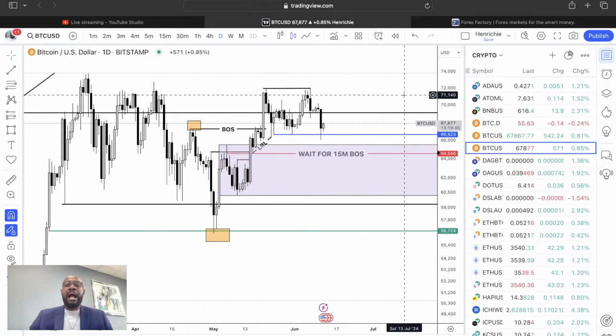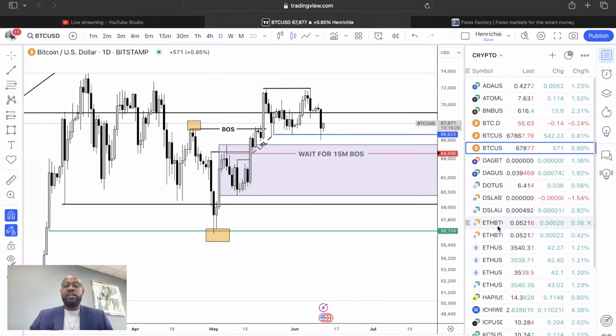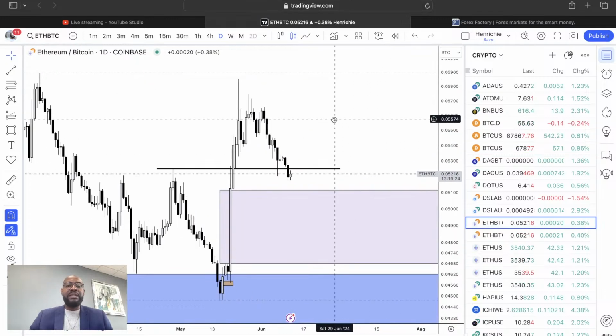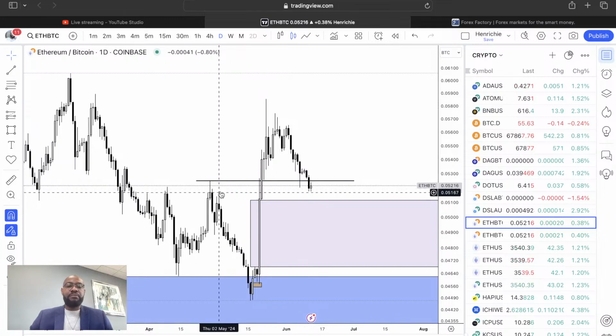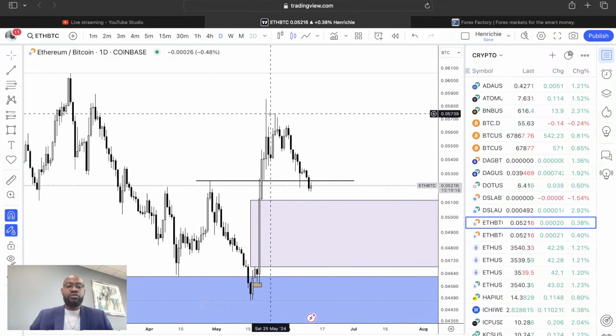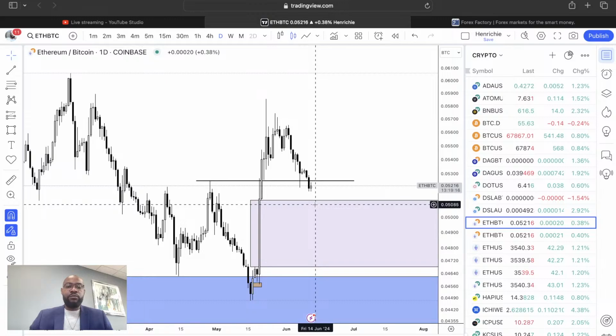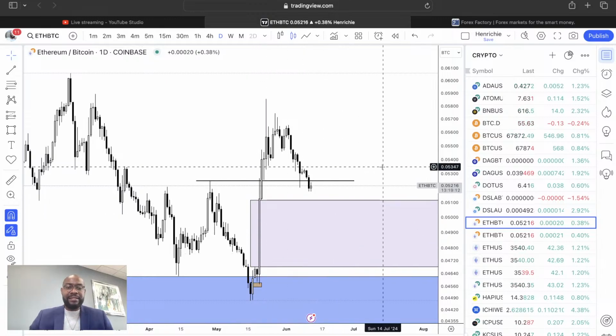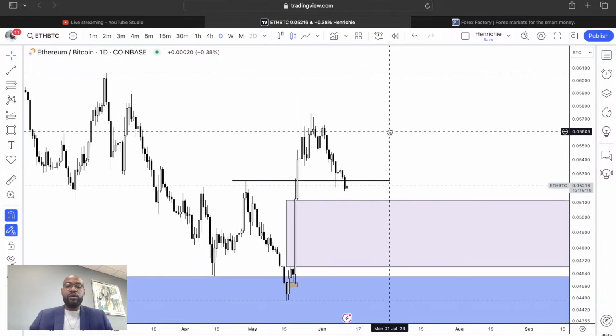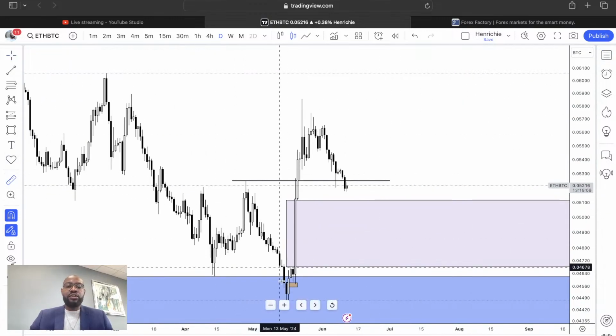But for me, I'm more inclined to buy Ethereum than to buy Bitcoin, because in my opinion, Ethereum has more potential to rally to the upside. Because if we're looking at Ethereum against BTC, this is the daily chart, price created a higher low, broke structure. The next thing I want to see is a retest at this inefficiency. After mitigating this, the next thing I would love to see would be a potential expansion.